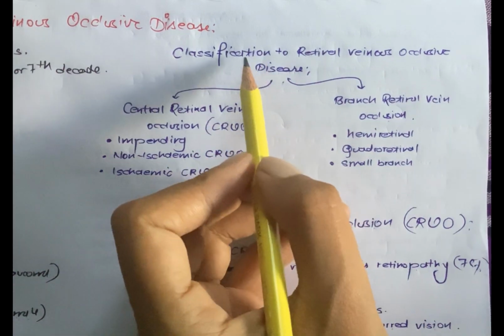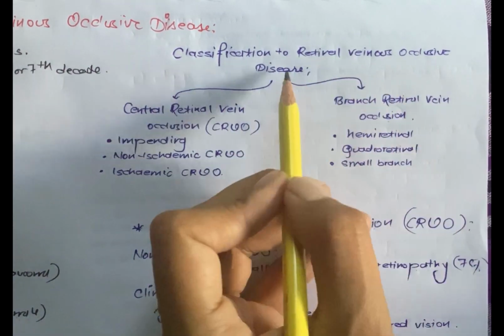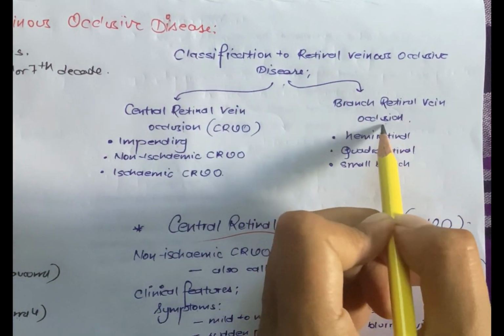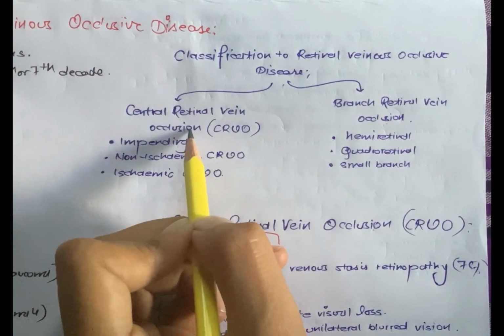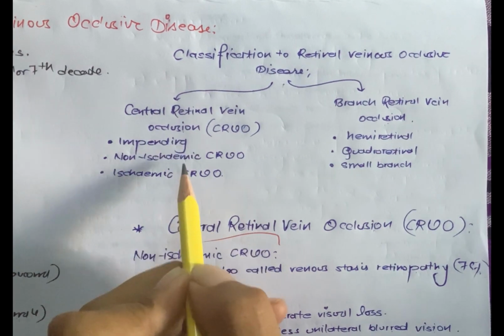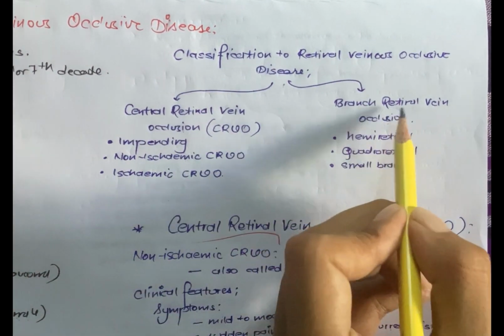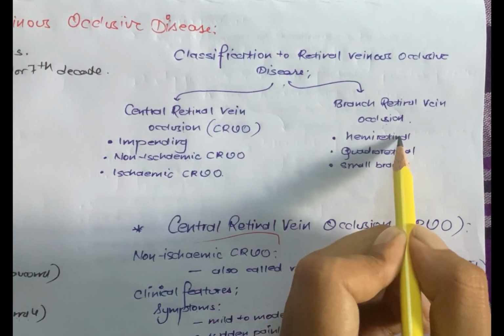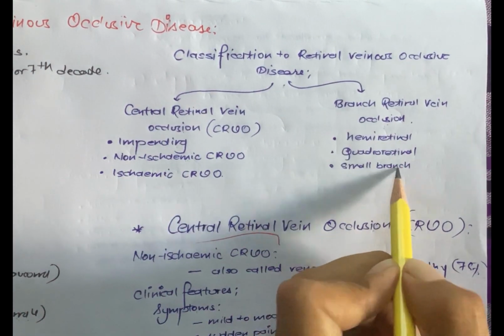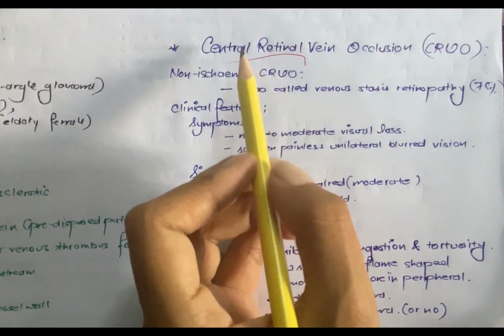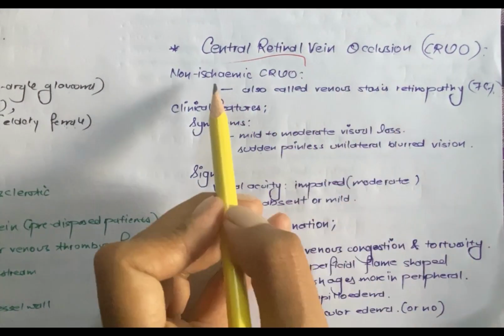And now talking about the classification of retinal venous occlusive disease, there could be central retinal vein occlusions and branch retinal vein occlusions. In central retinal vein occlusions, it could be impending CRVO, non-ischemic CRVO, and ischemic CRVO. And in branch retinal vein occlusion, there could be hemiretinal, quadrantic, and small branch retinal vein occlusion. And now talking about the central retinal vein occlusion, it can be non-ischemic and ischemic.